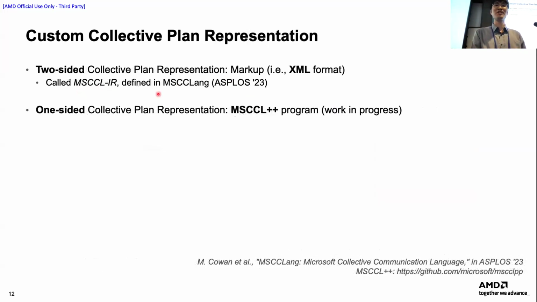Then, once this work has been done, how should we standardize and represent the custom collective plan? There have been two proposals. One is for two-sided communications. We are using an XML format, which is defined in the MSCCL paper, which we call MSCCL IR. So for two-sided communications, we can represent custom collective plans in an XML file. Whereas the work in progress for one-sided communication is called MSCCL++, which can capture and represent the custom collective plan in a JSON file. For today's talk, I will concentrate on two-sided communications, how we represent that in XML, and how we support that in ASTRA-sim.